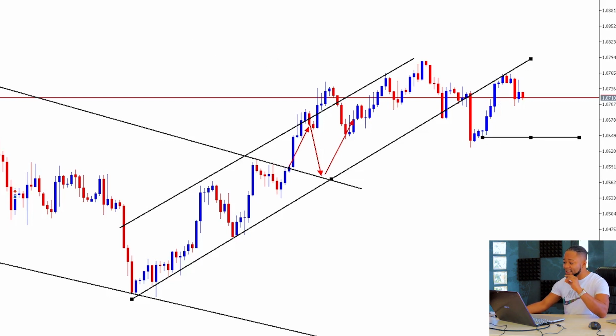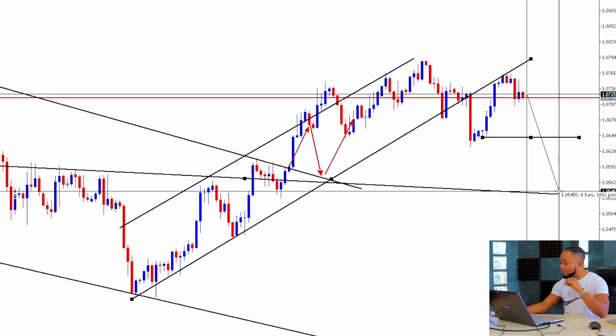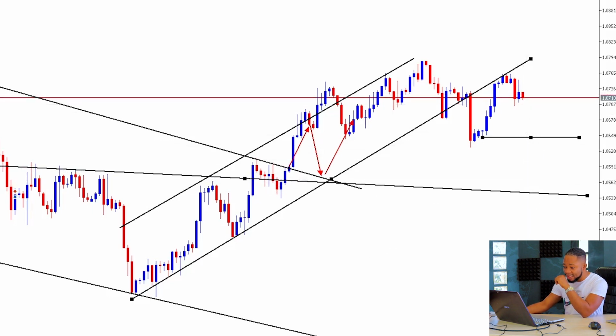And look at this. The key level we should be looking at is this key level. This market has the potential to still drop almost about 180 pips. Can you see this key level? This key level was here from the 3rd of May.